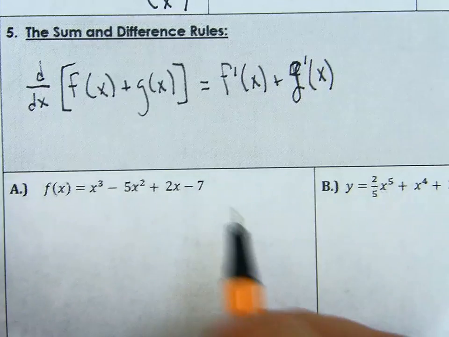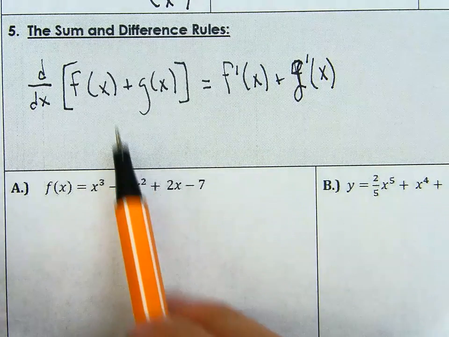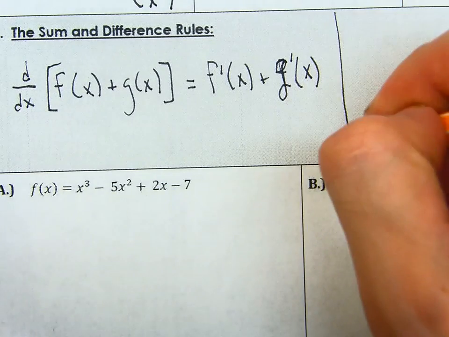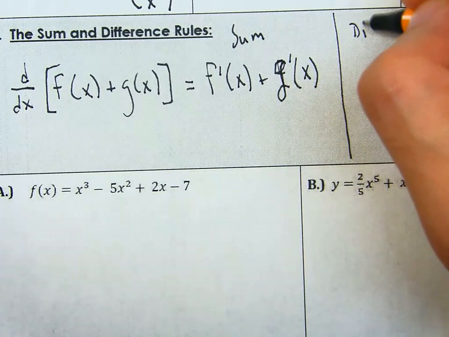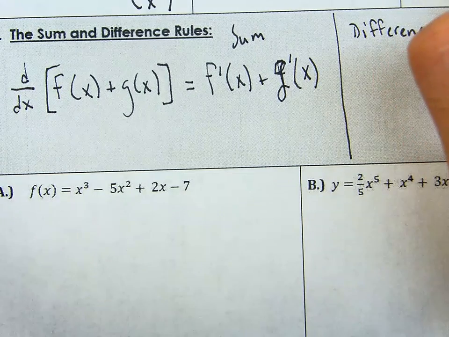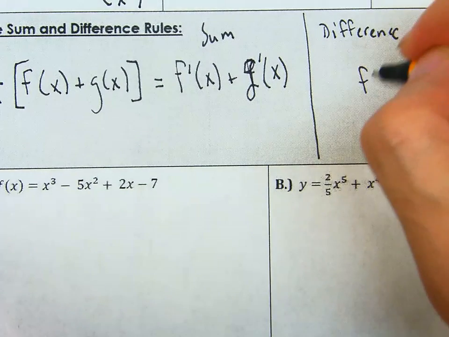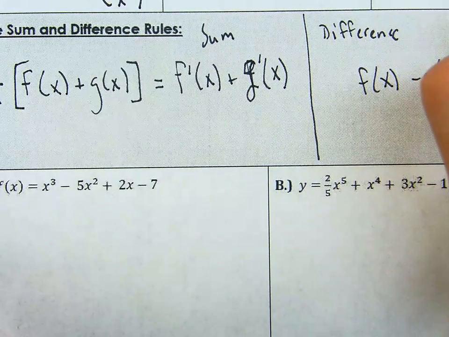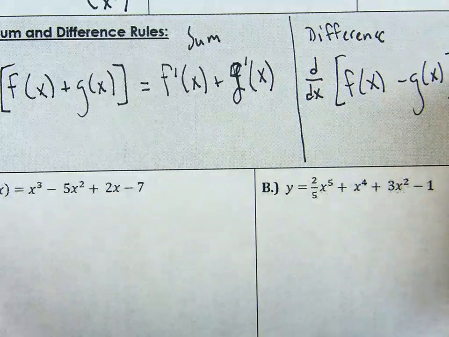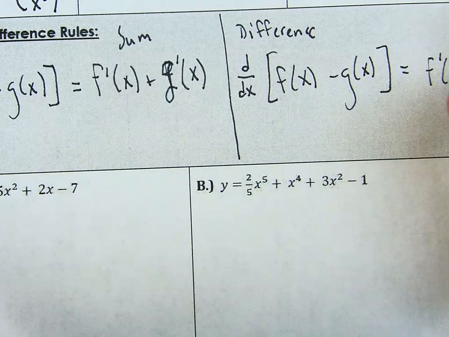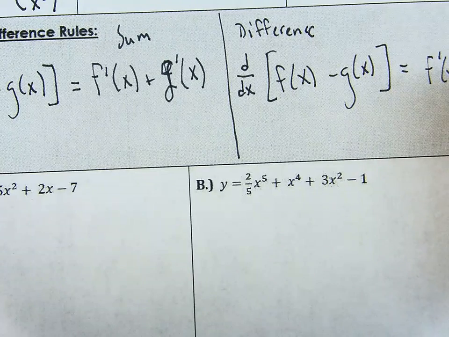Okay, so in this case, and the same idea goes for, you see this is the sum rule, and here the difference rule is just saying the same idea: if you have f of x minus g of x and you want to take the derivative of it with respect to x, then this is just equal to f prime of x minus g prime of x.